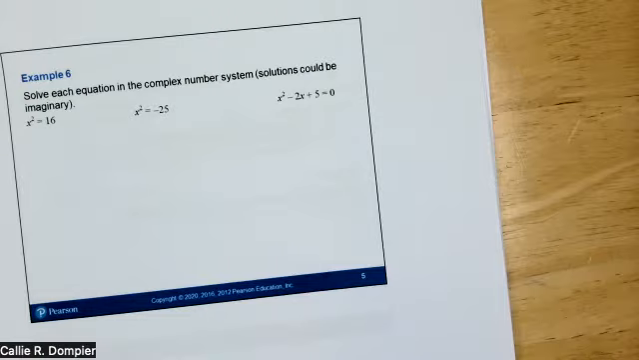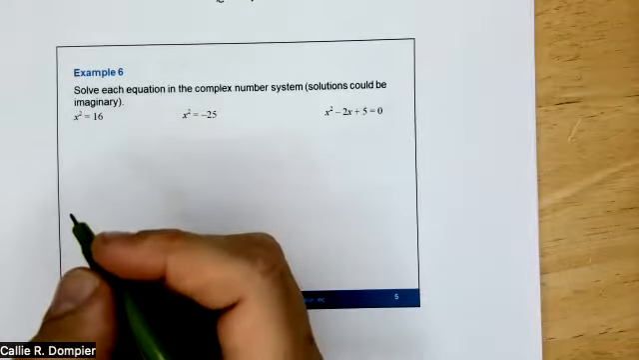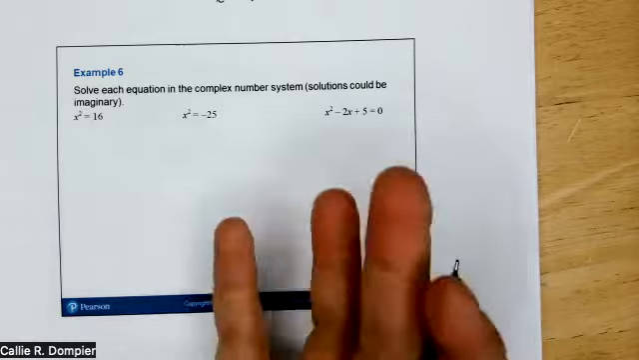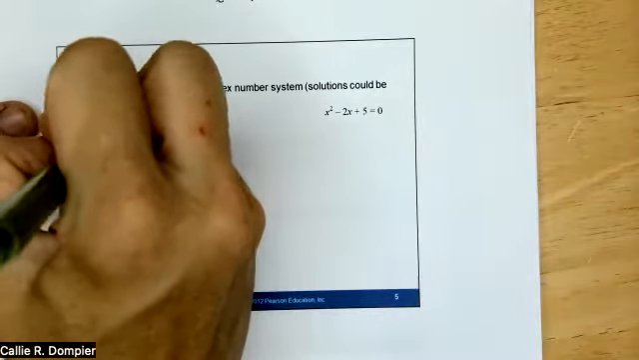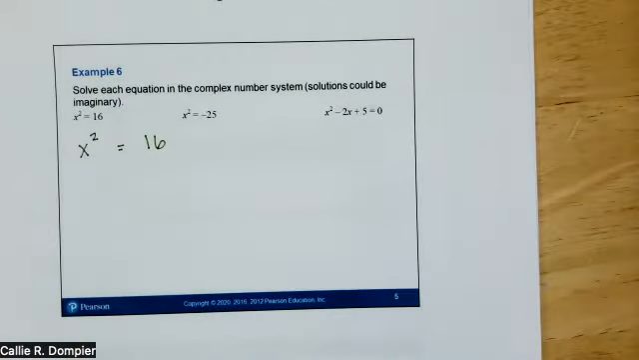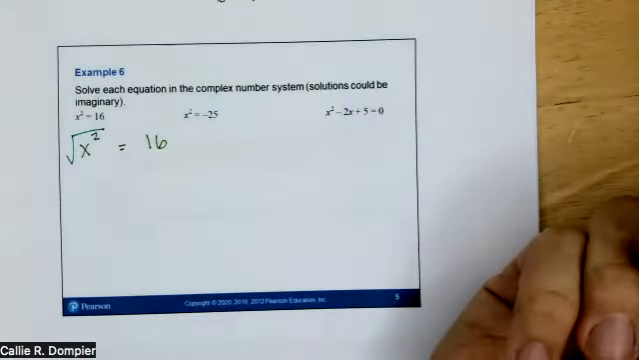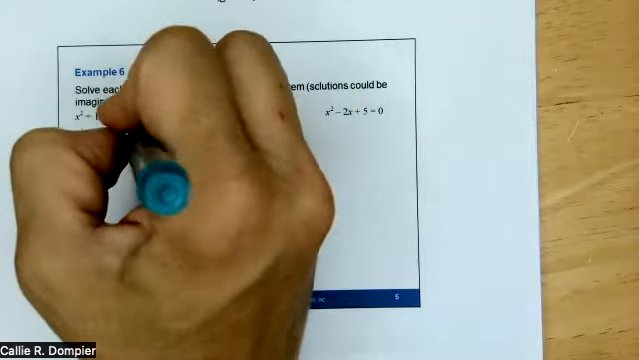Here we have x squared equals 16. To solve for x, we just want to do the inverse of what is happening to x, right? So x is being squared. To do the opposite of that, we take the square root, because the square root is the opposite of squaring something. So we'll do the same to the other side.